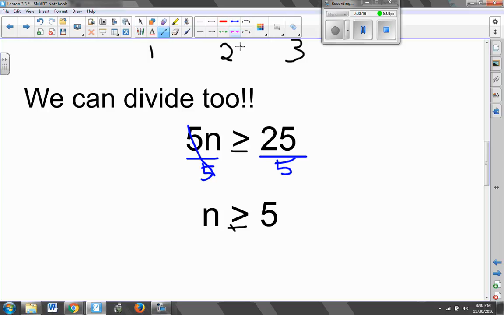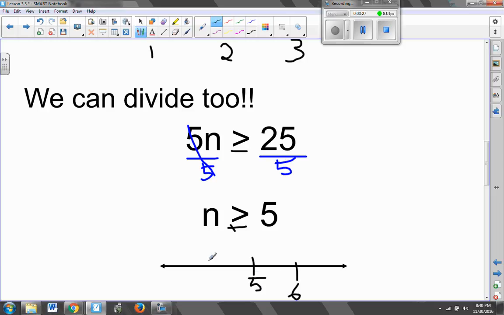And I can graph that inequality without too much trouble as well. Mark off my 5 on my number line. Go 1 up, that's 6. Go 1 down, that's 4. I now have an equal to, which means I'm going to make a closed dot here at 5. And then my n is greater than or equal to 5, so I'm going to go to the right. Greater than to the right.